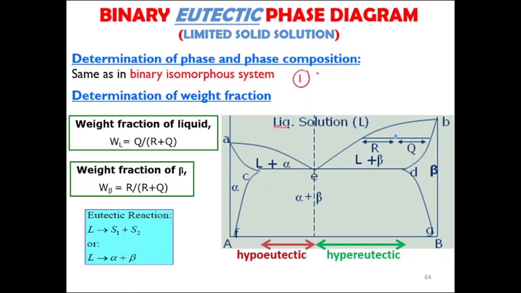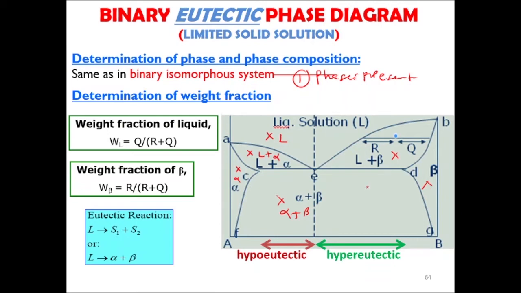The first step, you need to find the phases present. I take an example over here. The phase present is liquid only. I take over here, the phase present is liquid plus alpha. Over here, the phase present is alpha only. Over here, the phase present is alpha plus beta. Over here, we have liquid plus beta. And over here, we have beta only.